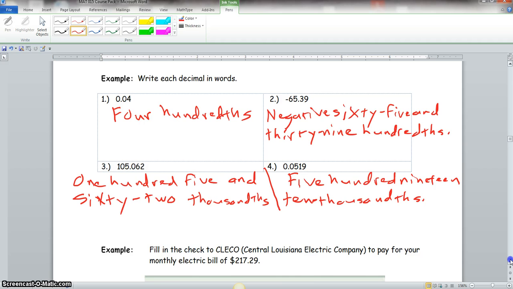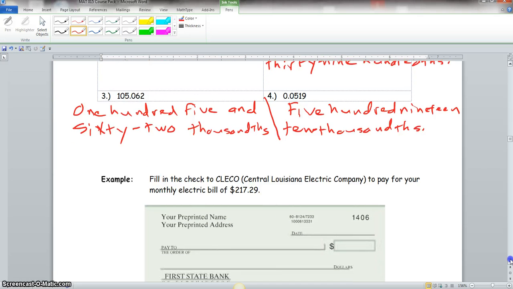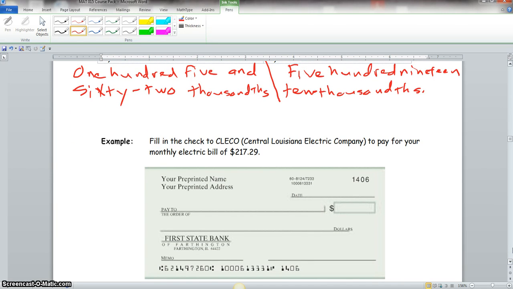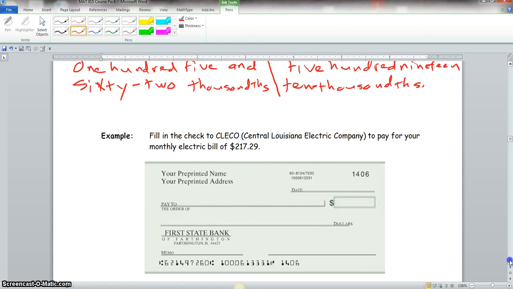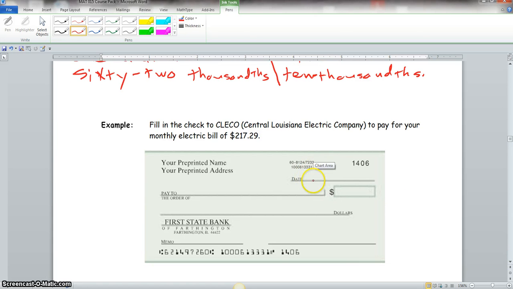Okay, now it says fill in the check to CLECO, Central Louisiana Electric Company, to pay for your monthly electric bill of $217.29. So, the first thing we would do is write the date. I'm going to use today's date, which is the 15th. And we know the year is 2013. Now it says pay to the order of. Now when you write a check, you can write the initials of the company. So we can write CLECO.